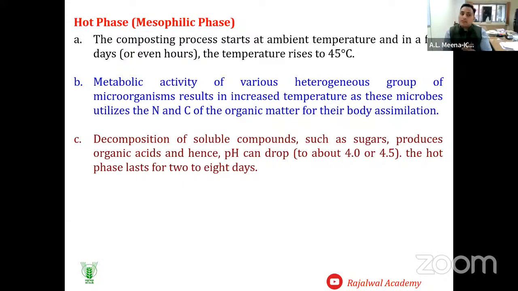Means at the initial stage, when you start the composting process, the microorganisms, due to their metabolic activities, will release several types of low molecular weight organic acids. These organic acids will degrade the easily decomposable materials like starch, sugars, proteins, and other things available in your composting material. That's why the pH of your composting material goes down at the initial stage, as low as 4 to 4.5.